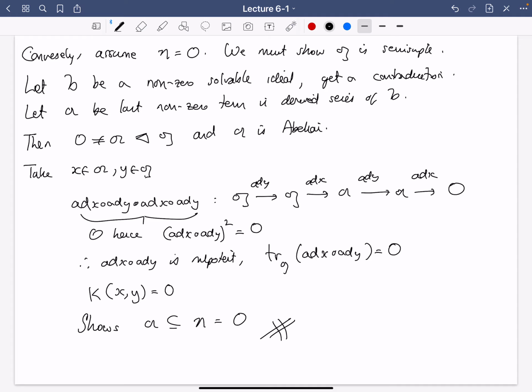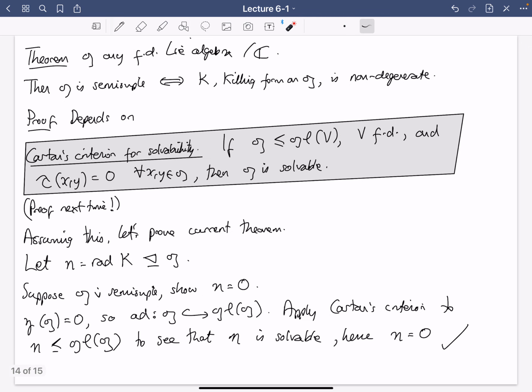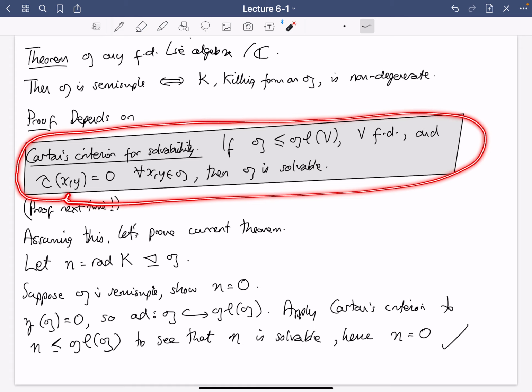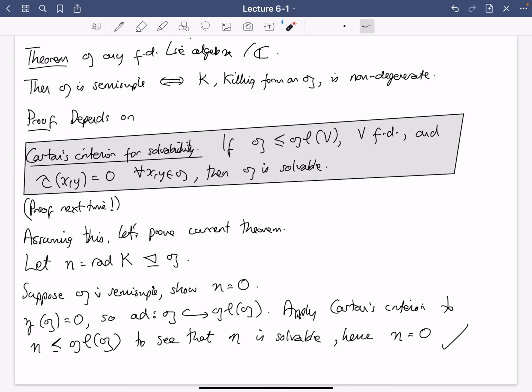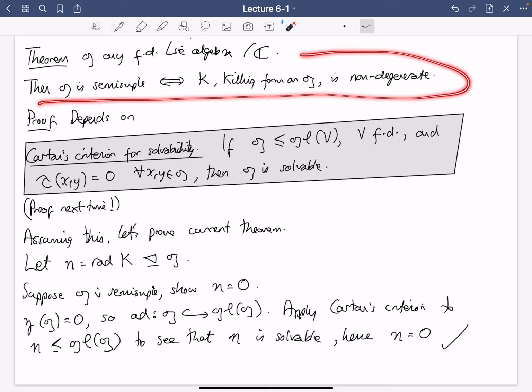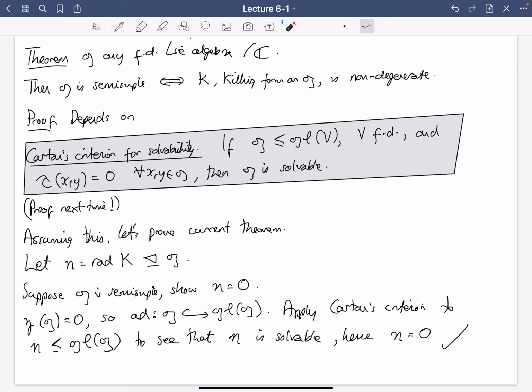Okay, so that was the easy parts of the proof, and we've pushed all the actual work to proving this theorem onto Cartan's criterion, which I have not yet proved. So next time we're going to have to prove Cartan's criterion, and then we'll be done. This is what we're really after in the end: a Lie algebra is semi-simple if and only if its Killing form is non-degenerate.